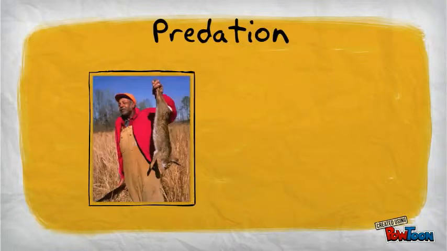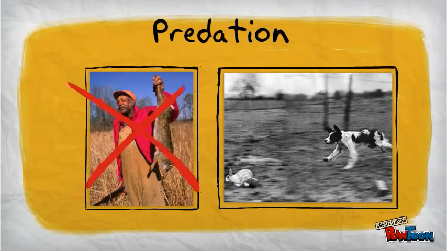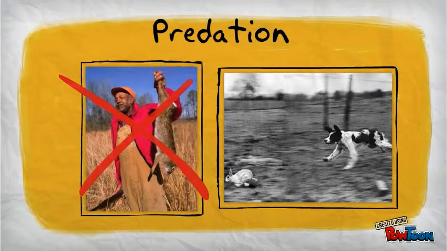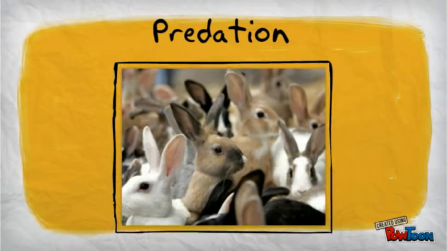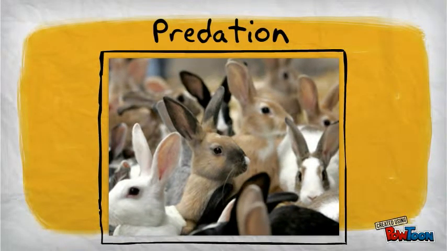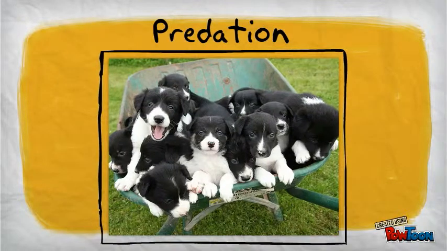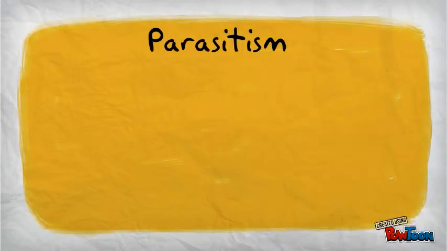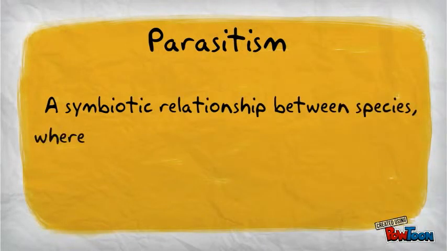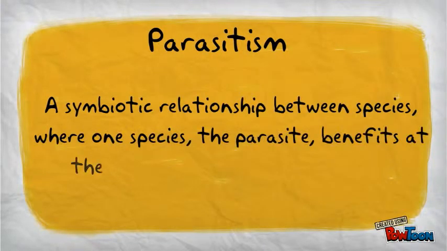Predation can sometimes drive cyclical population dynamics. There's a decrease in predators, and rabbits are reproducing like crazy. Elmer is thriving on rabbits, and he starts reproducing puppies with longer, happier lives. Parasitism is a symbiotic relationship between species where one species, the parasite, benefits at the expense of the other, the host.